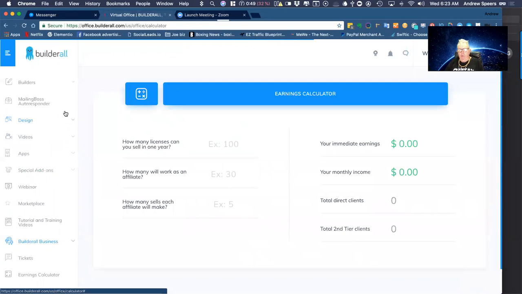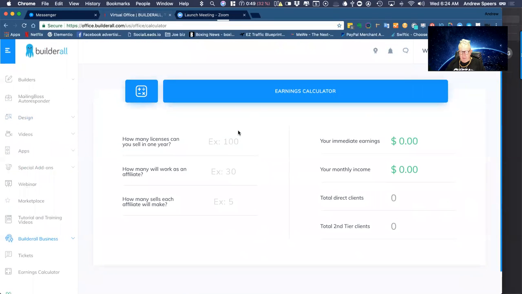Now, in Builderall, if you sell a license and they're $49.95, you get to keep 100% of that first sale and 30% of residuals. So this is a calculator and you can just have a bit of a play.